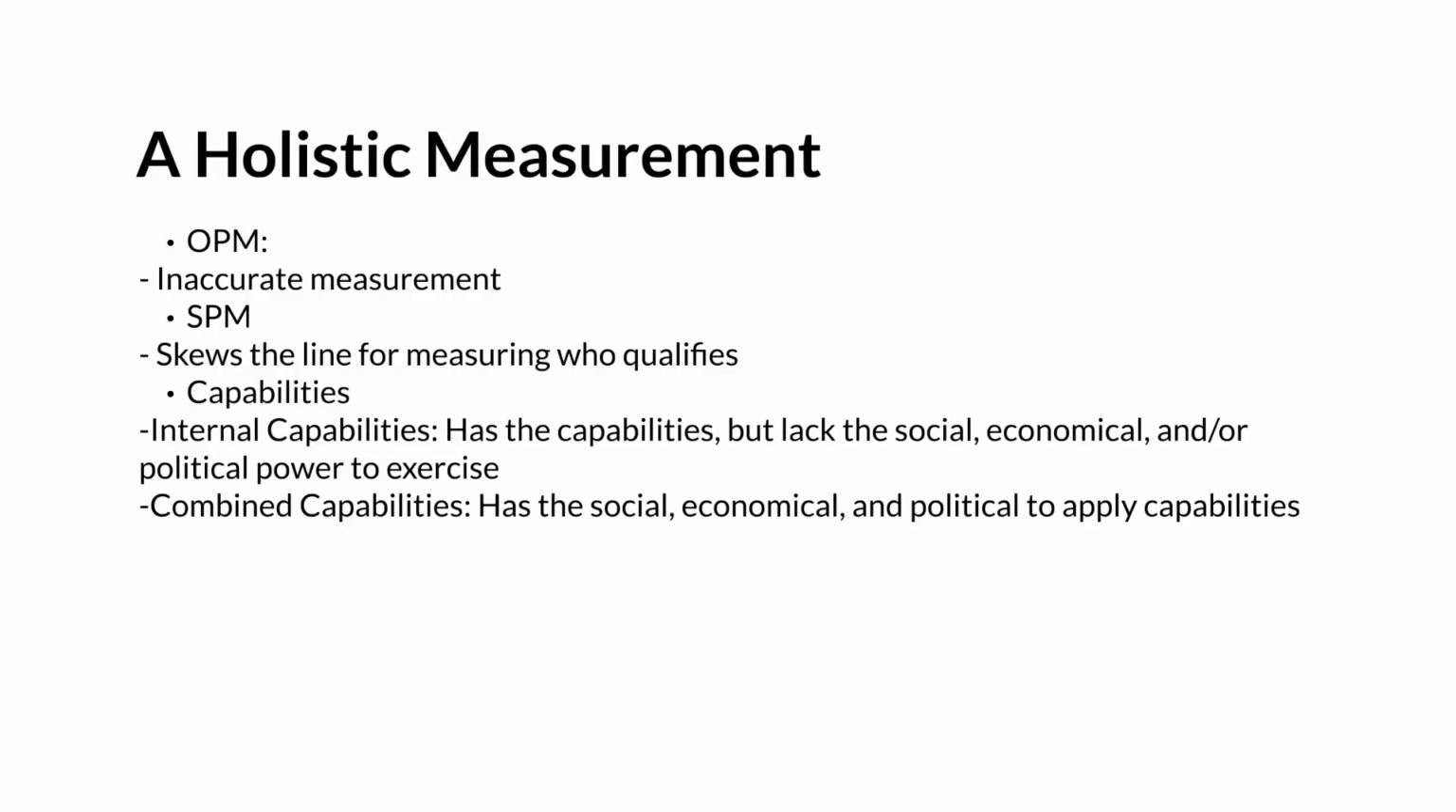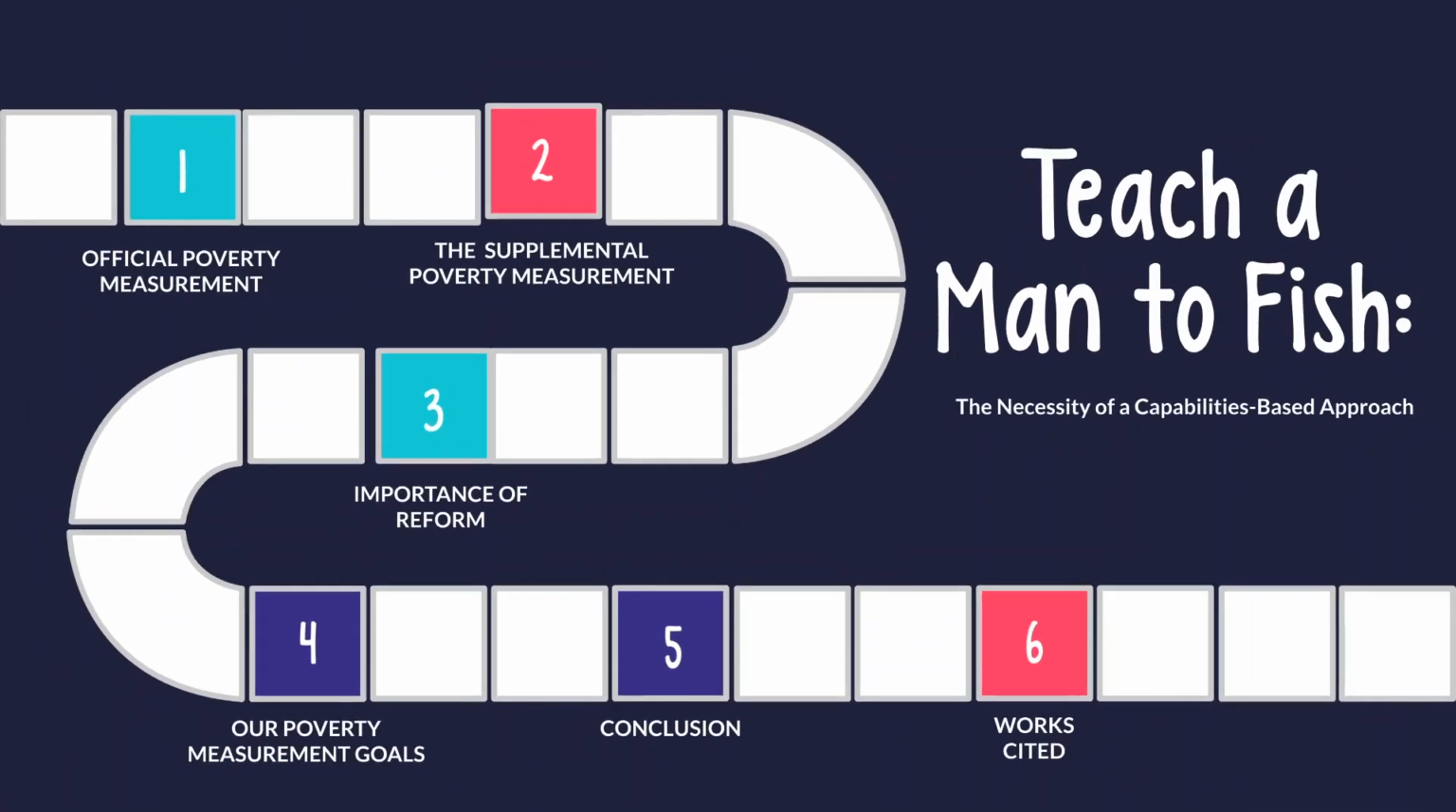Now, capabilities. We have both internal capabilities and combined capabilities. Internal capability is the idea that the person has the capabilities but lacks the social, economical, and or political power to exercise them. For combined capabilities, this person has the social, economical, and political power or capability to apply these capabilities. An example of these capabilities is being able to go to school, like mentioned before, and actually practicing. Sometimes people do not have both these capabilities, the social, economical, and or political power to exercise, which makes them unable to properly function in that role.